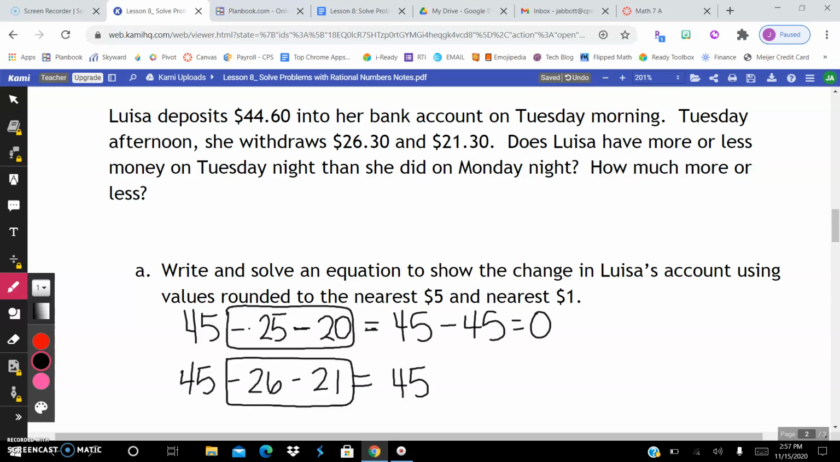So negative 26 and negative 21 would be 47, so minus 47. And 45 minus 47 would be negative 2 because 47 is negative. So that's more than the 45. So that says that she went over $2. She spent more money than what she had in her account.